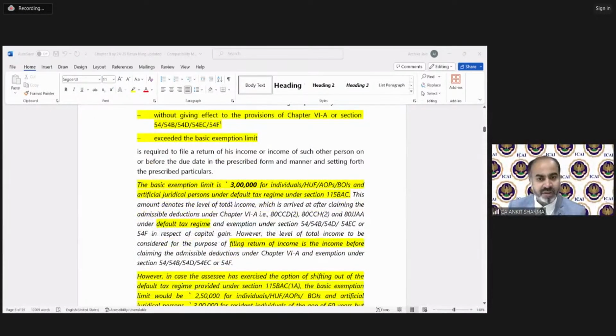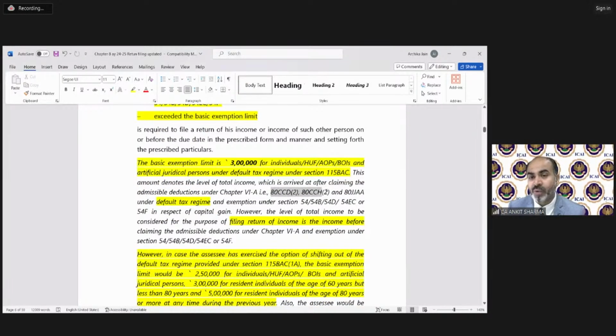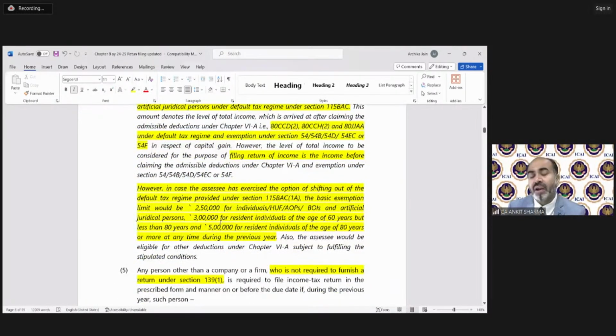The basic exemption limit is 3 lakh rupees for 115BAC, in which you can claim the deduction of 80CCD(2) etc. So you have to add back these deductions and exemptions. And if you are opting out of the default tax regime, that means you are not covered under section 115BAC, then the basic exemption limit is 2,50,000, 3 lakh and 5 lakh. In that case, you have to add back all the deductions of Chapter VI-A and the exemptions 54, 54B, etc. After that, if your total income exceeds the basic exemption limit, then you have to file the income tax return mandatorily.